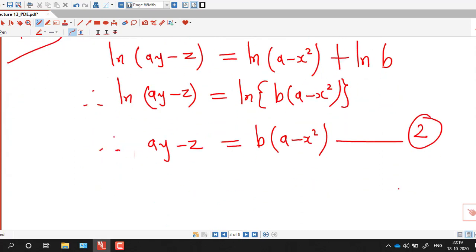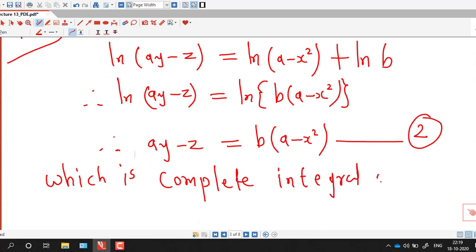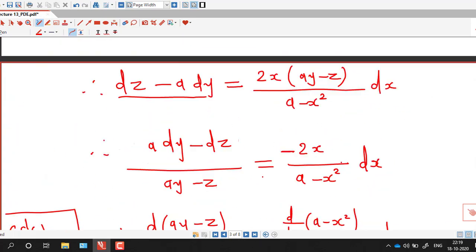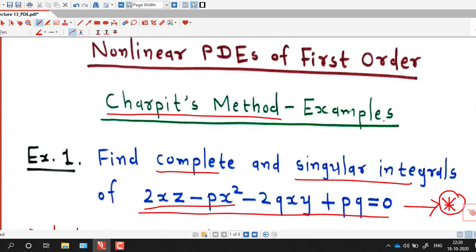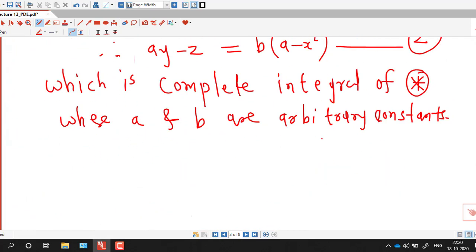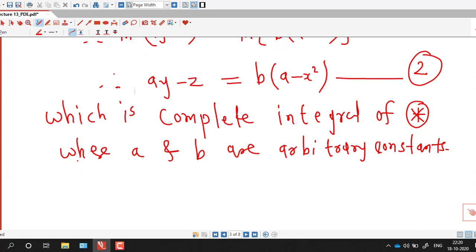So 2 is nothing but the complete integral of the given equation star, where this a and b are arbitrary constants. Now we are asked to find out the singular integral also. So as we know, the singular integral can be obtained from the complete integral by eliminating arbitrary constants. So here we have to eliminate arbitrary constants from complete integral 2. So to eliminate arbitrary constants, we have to differentiate the complete integral with respect to a and b.